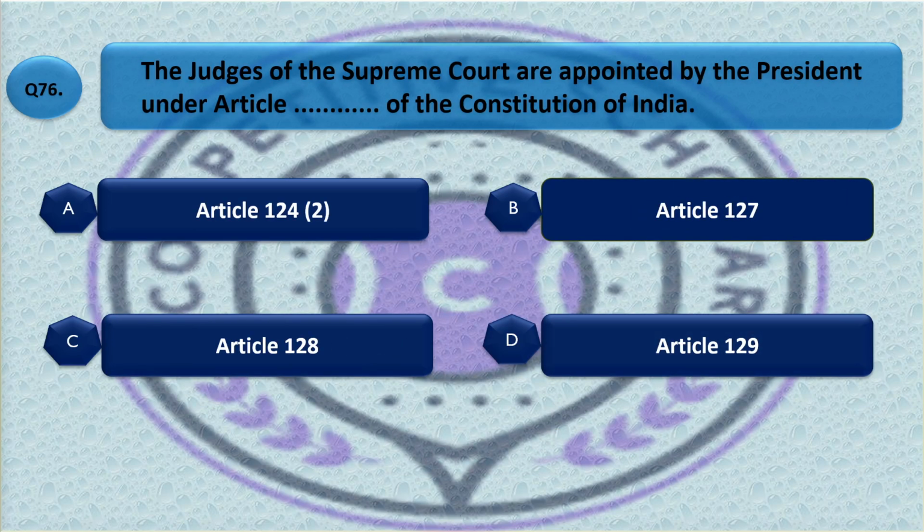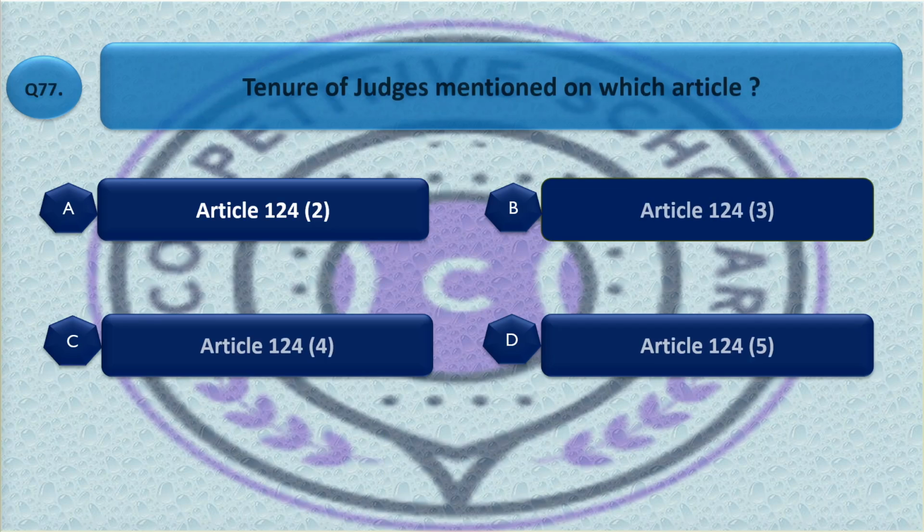Question number 76. The judges of the Supreme Court are appointed by the President under Article what of the Constitution of India? Option A, Article 124(2), Article 127, Article 128 and Article 129. The answer will be option A.